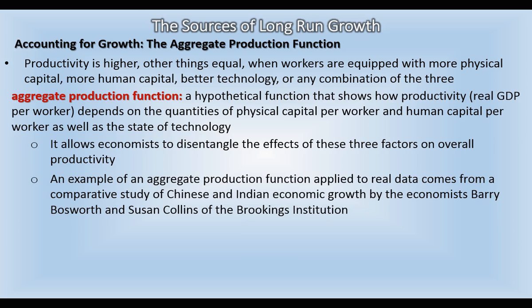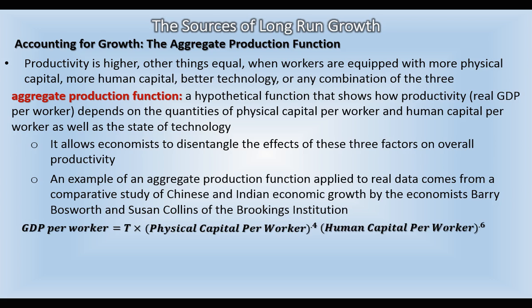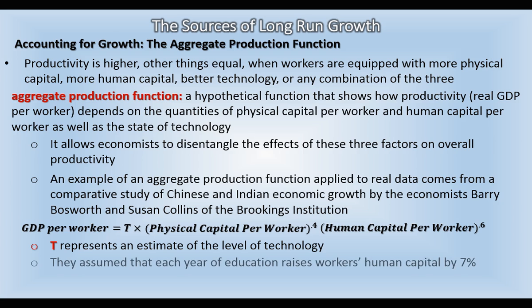An example of an aggregate production function applied to real data comes from a comparative study of Chinese and Indian economic growth by the economists Barry Bosworth and Susan Collins of the Brookings Institution. Don't worry, you don't have to know these people. So they related GDP per worker to the physical capital per worker and the human capital per worker. So the amount of physical capital per worker was raised to the power of 0.4, human capital per worker raised to the power of 0.6, and then it's multiplied by T, and T represents an estimate of the level of technology. They assume that each year of education raises workers' human capacity by 7%.